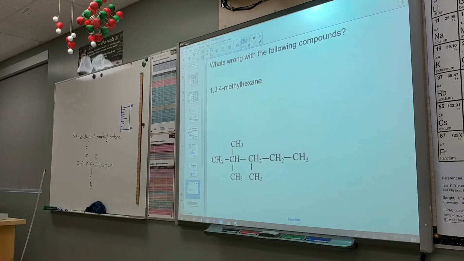Is this supposed to be triangle? You know, there's three numbers there, so it should be trimethyl, right? But there's something else that's wrong. No, that's the longest one.